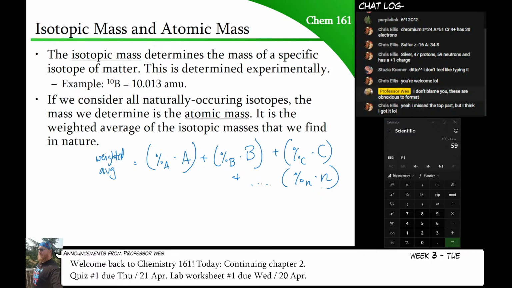Each of those is going to be an isotope. You're going to find out what percentage abundance it is and its mass, multiply those together, and then add that to the next isotope where you do the same thing, and add that to the next one, over and over again until you've done all the naturally occurring isotopes. The sum that you get will be the weighted average mass, which we're going to call the atomic mass. And the atomic mass is what goes on the periodic table.